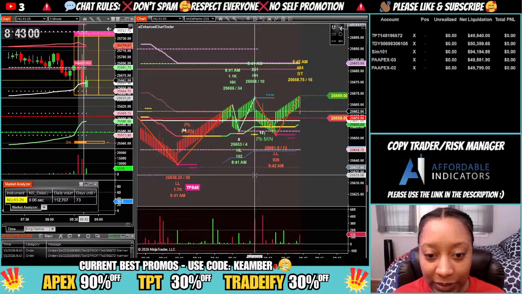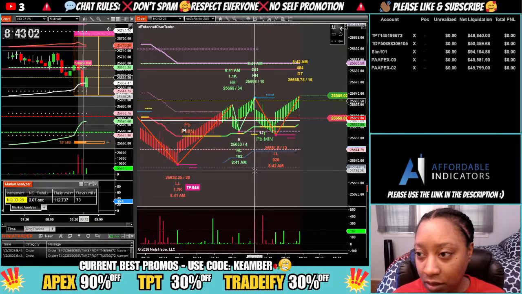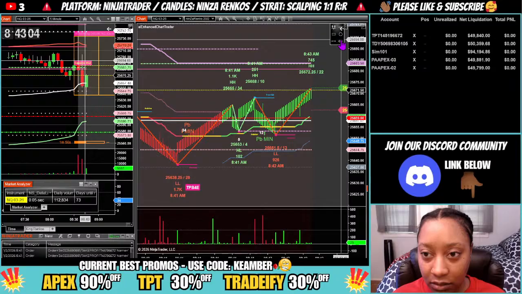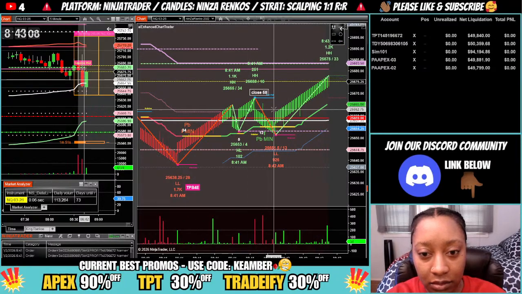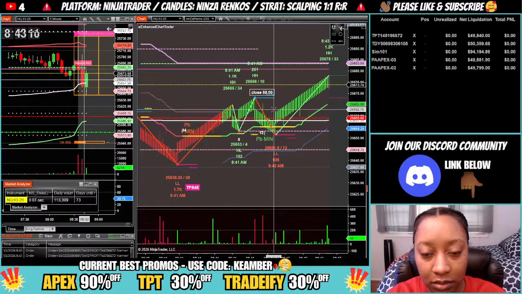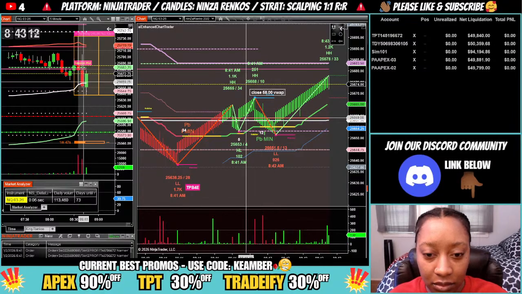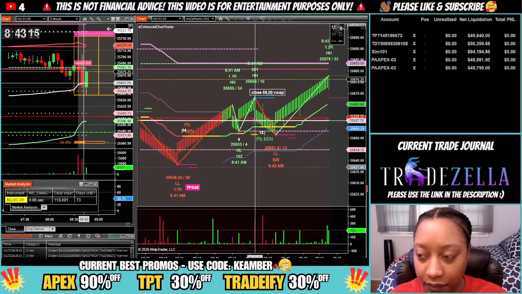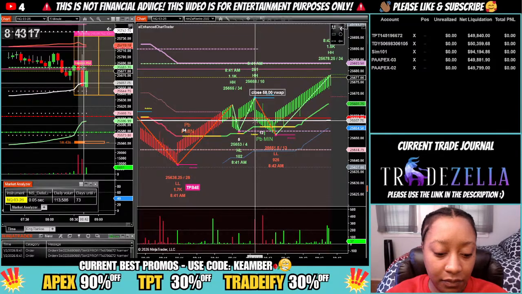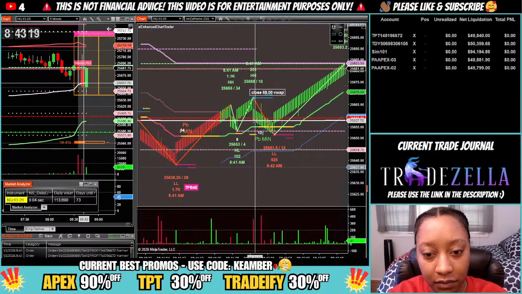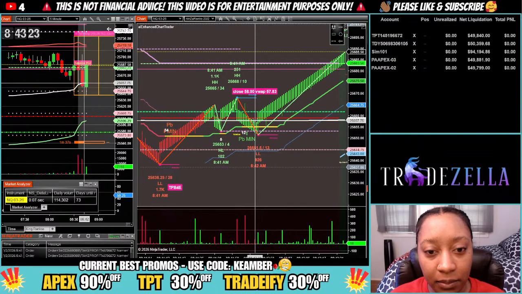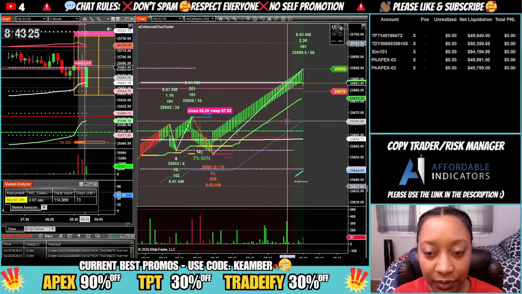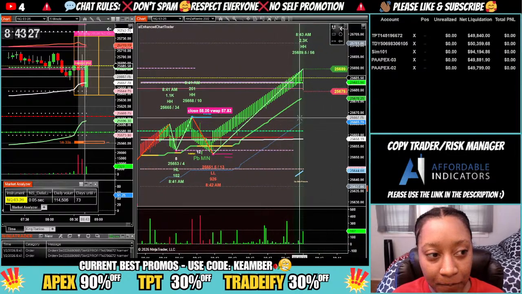So we're gonna see. Close 58. Need to make sure. Sometimes VWAP can paint just a tad bit different when you're looking at history.